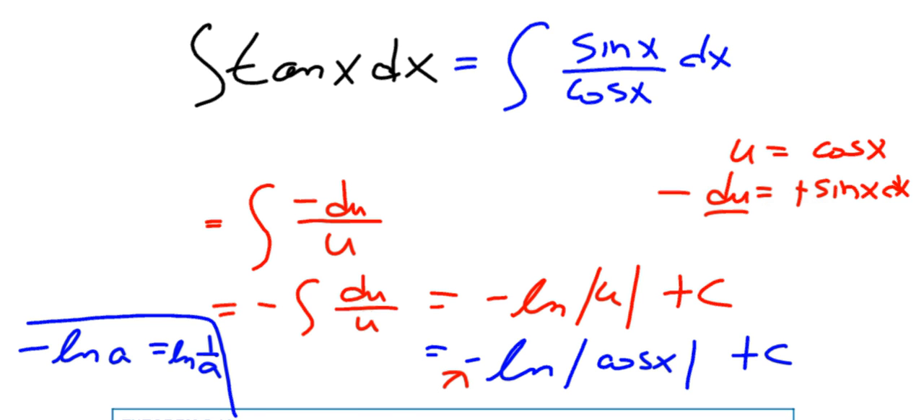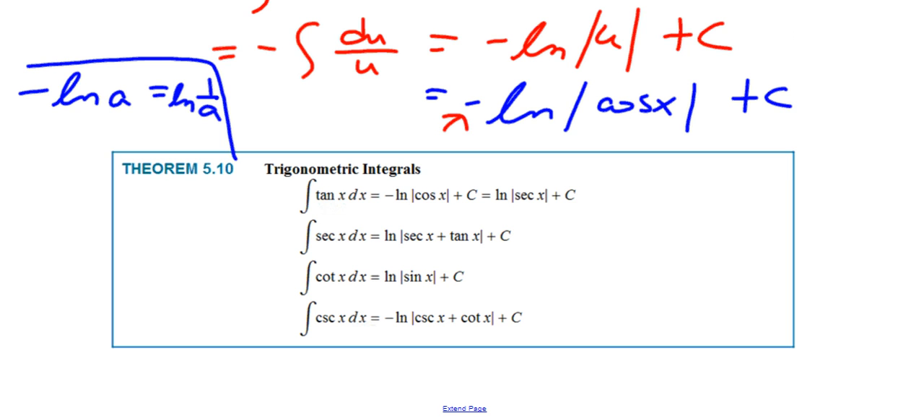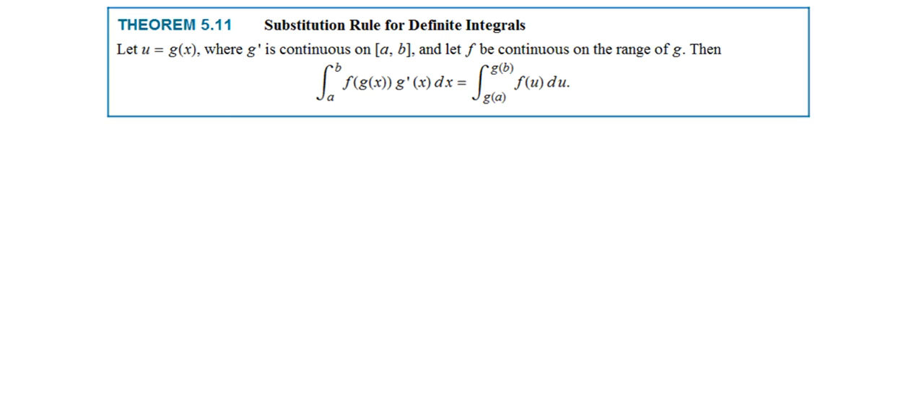So here's the thing. The book gives us a list of these trigonometric integrals, and you can memorize them if you wanted to, but the problem is you don't have to memorize these. You can use u substitution and knowing your identity substitutions from trig. So we're going to go ahead, and I'm moving on. We want to do substitution rules for definite integrals.